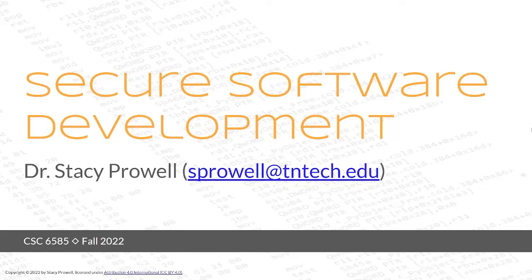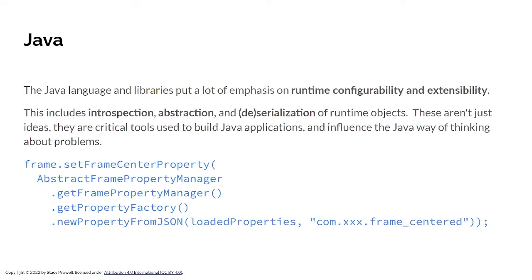Let's begin, as we always do, with Java. The Java language and libraries really emphasize the idea of runtime configuration to an extreme. Basically, if you're writing Java code and you're not using introspection and heavy abstraction and serialization and deserialization, you're just not thinking in the Java way. And that can lead to some things that are somewhat easy to mock, but are actually very powerful abstractions.